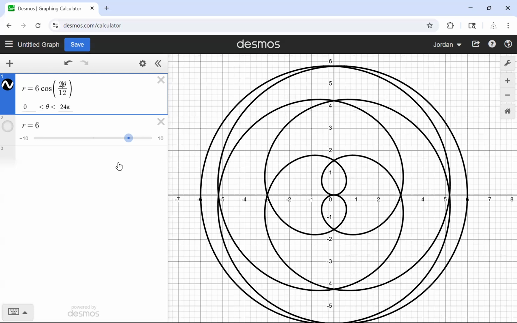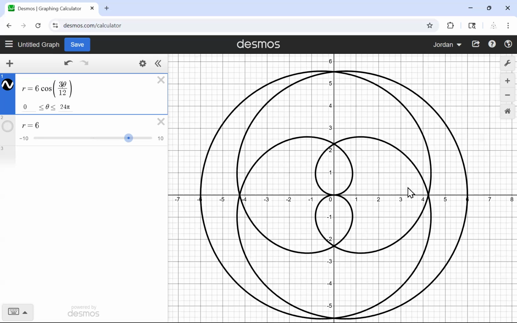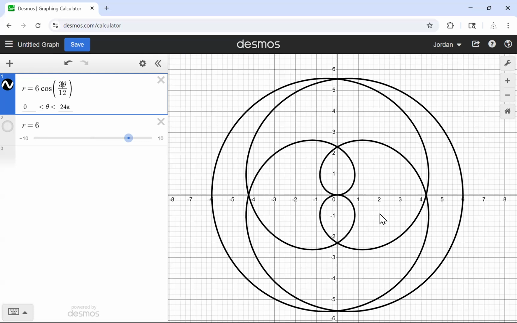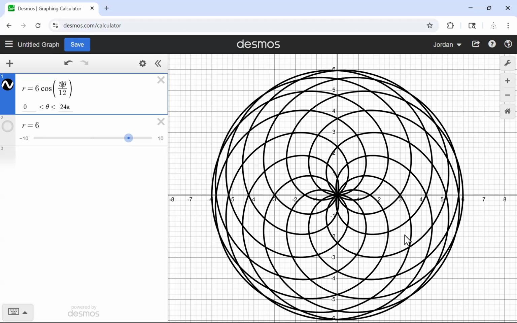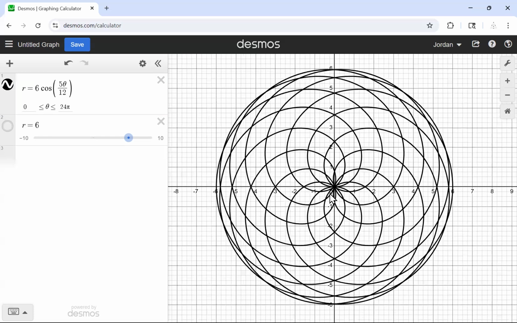Now, what if I did 2 theta over 12? Well, then I get less loops. By the way, 2 theta over 12 is like theta over 6. What about 3 theta over 12? Well, then I get these strange looping objects. What if I did 4 theta over 12? Interesting. That almost looks like one of those limacons with an inner loop, but moved over. What if we did 5 theta over 12? We get this really interesting, it almost looks like some sort of a thing you'd find in nature or a thing you'd find in some really interesting artwork in a tiling structure.